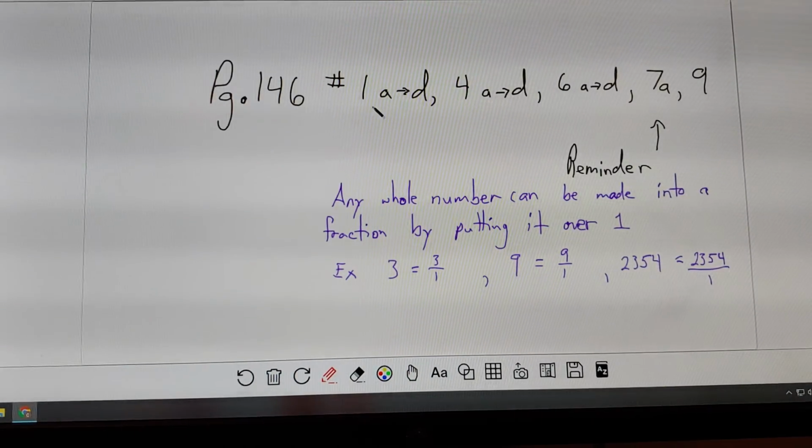Okay, so here's your work. 1a to d, 4a to d, 6a to d, 7a, and 9.